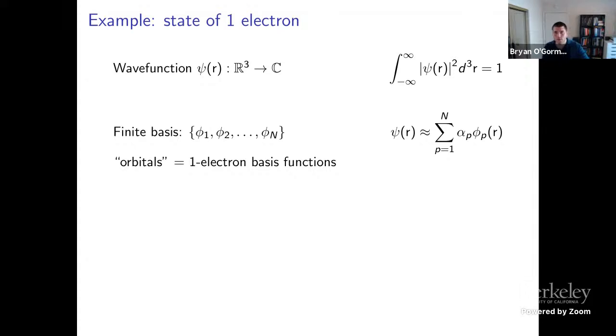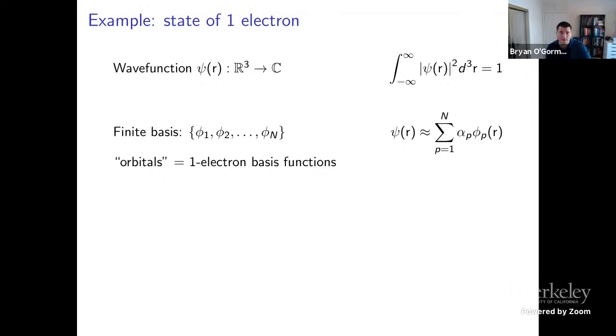But this wave function is a continuum object. And we want to compute things. And so we need to discretize the system in some way. And the way that we do this is by choosing some finite basis of single particle orbitals in which we can at least approximately represent this state.